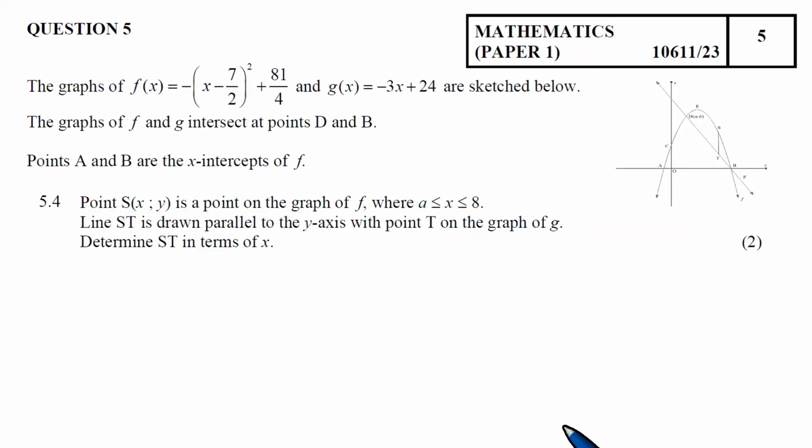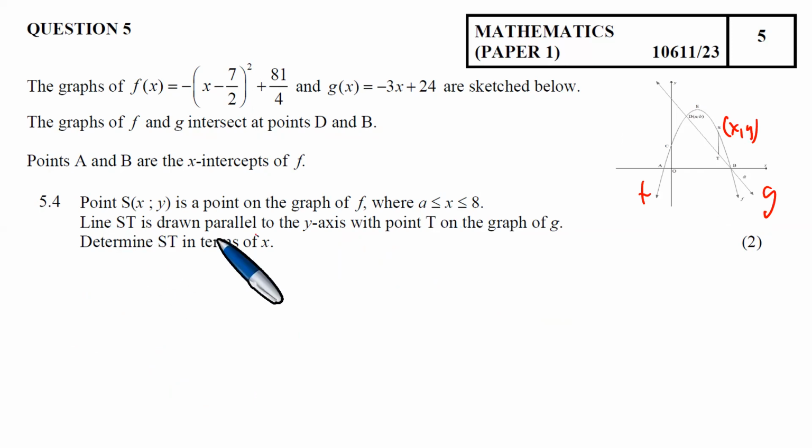Right, so the next question now is this one here. If you have the two graphs of f and g, you have points A and B, the x-intercepts of f, and you have a point S sitting somewhere there with the coordinates x and y. It's a point on the graph of f. f is this one, and the straight line is g. And x lies between A and 8.